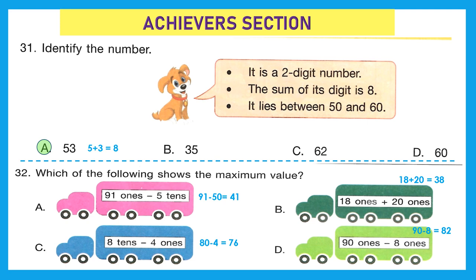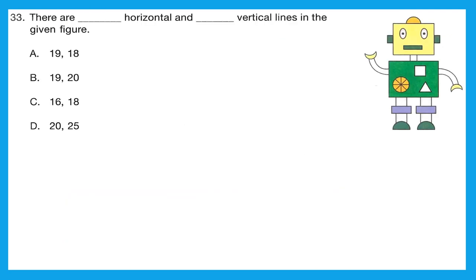Now out of 41, 38, 76 and 82, which is the largest number? It is option D, 82. So option D has the maximum value and that is our correct option. Question 33. There are dash horizontal and dash vertical lines in the given figure. Okay. So kids, while you are counting, you need to be extra cautious that you do not leave a single corner in this figure. So let's start from the top. And then keep calculating. First, we'll calculate the horizontal ones.